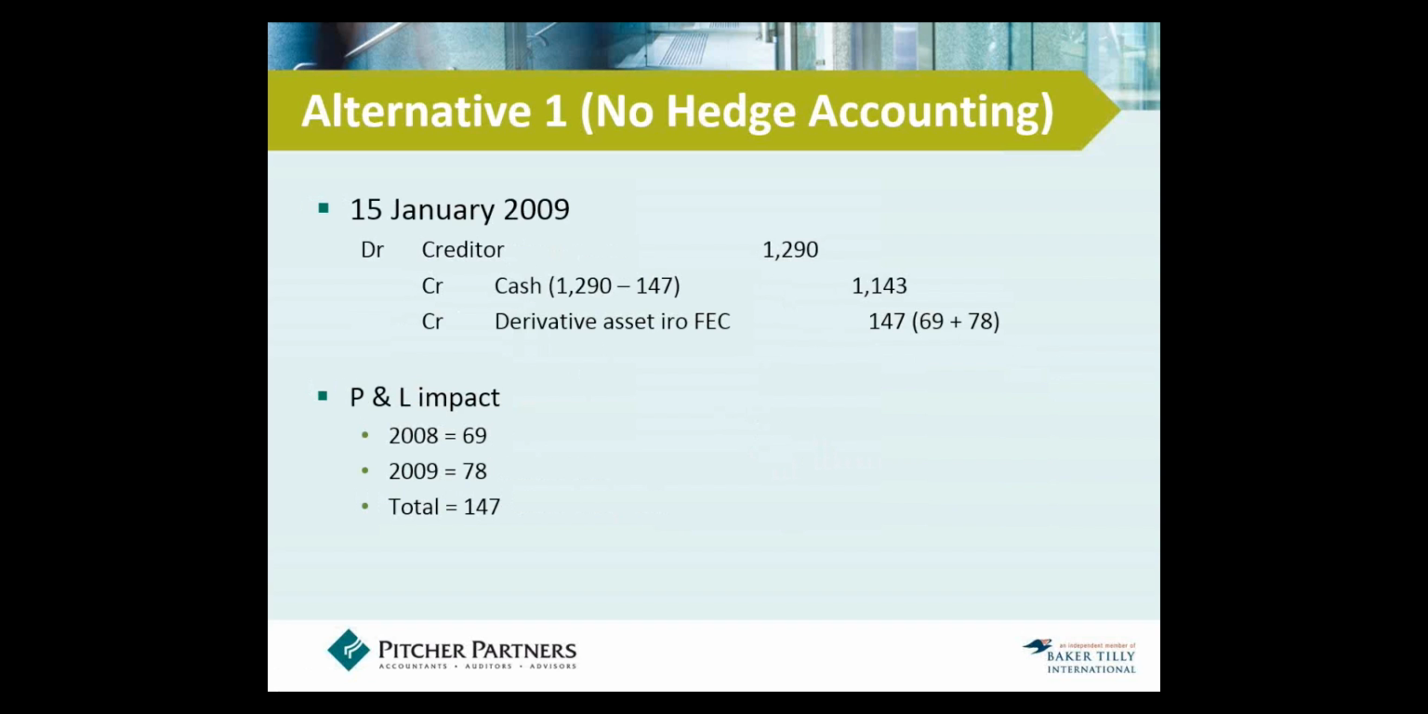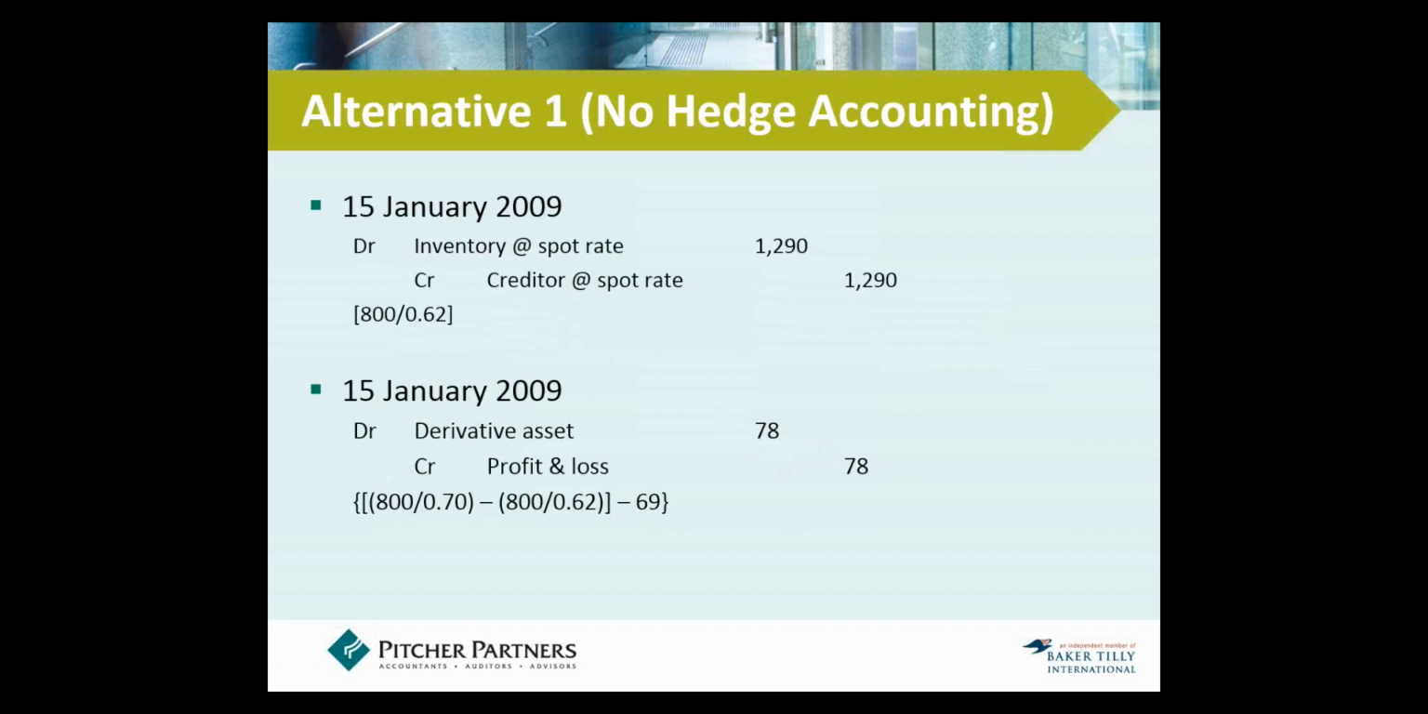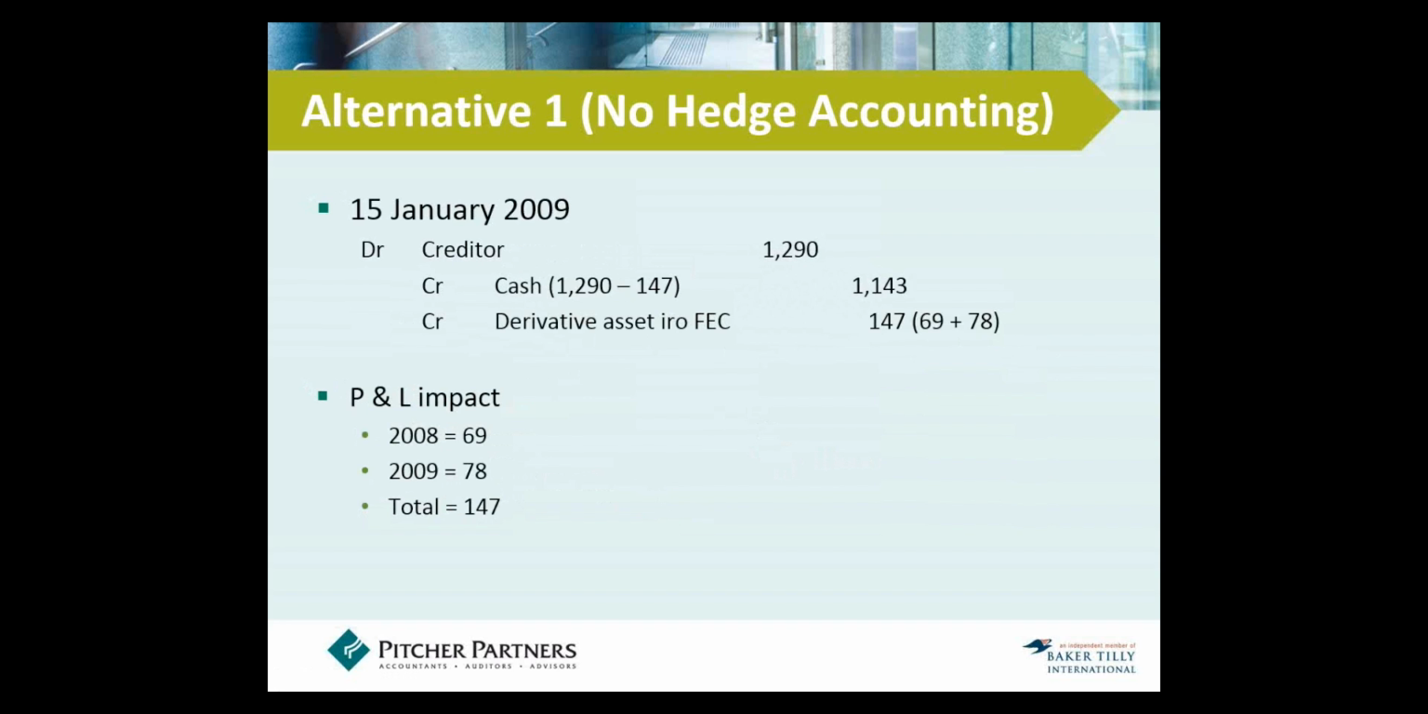So if you look at the profit and loss impact, in 2008, we had a profit of 69 on the derivative, and 2009, we had a profit of 78 on this foreign exchange contract. And the other thing to remember is our inventory in our books. In this example, our inventory is at the spot rate of 1290. So although my cash flow was 1143, my inventory is reflected at 1290.